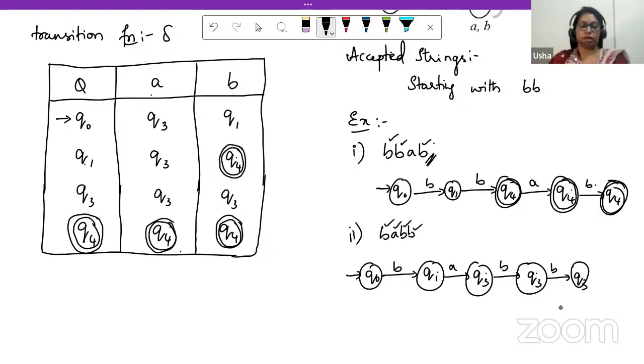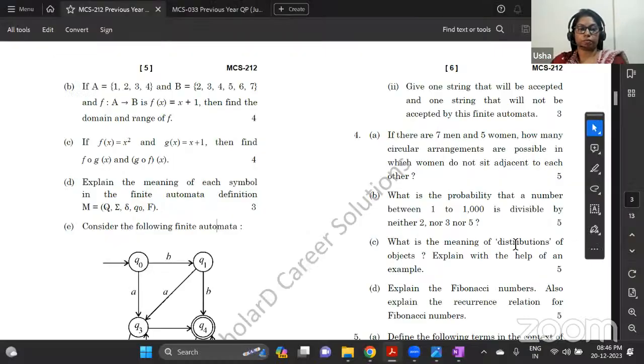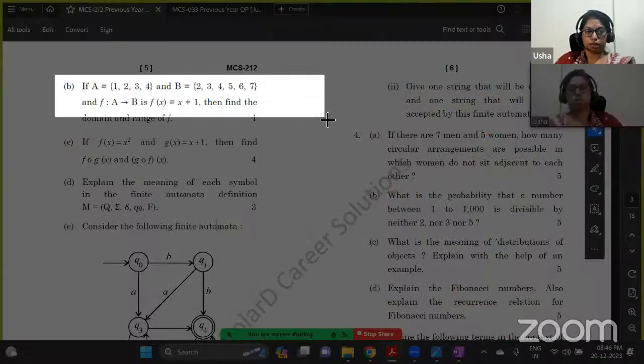Okay, Shweta, last question. This one. Domain, codomain, and range. This also I have explained in detail.